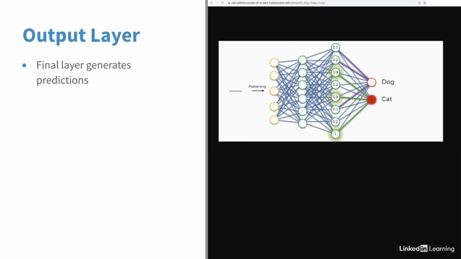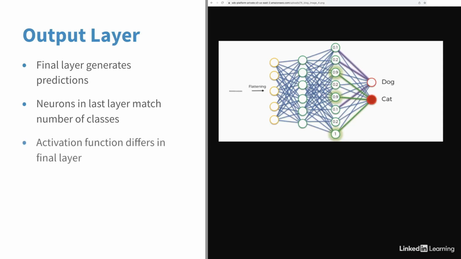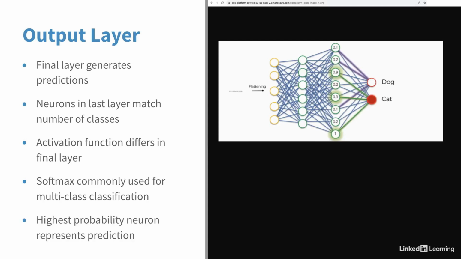This layer has as many neurons as classes or categories in the task. The activation function used in the final layer often differs from those used in previous layers. The softmax activation function is commonly used for multi-class classification tasks, as it converts the output into a probability distribution over the classes. The neuron with the highest probability in the final output layer represents the network's prediction. In classification tasks, the index of this neuron corresponds to the predicted class label.